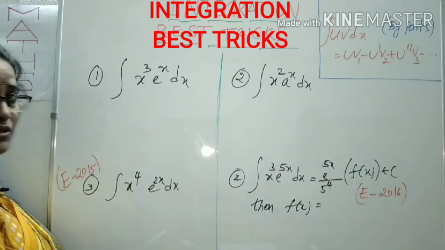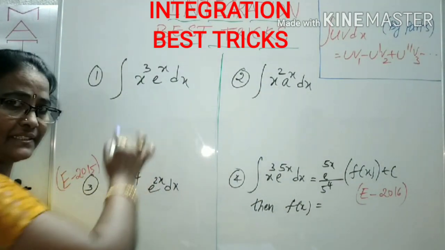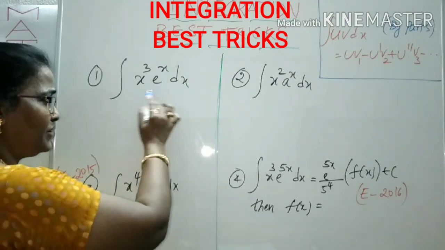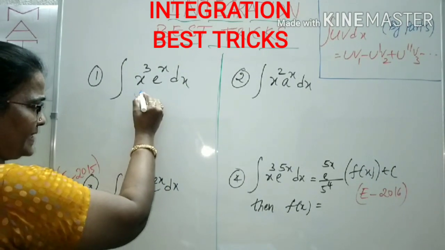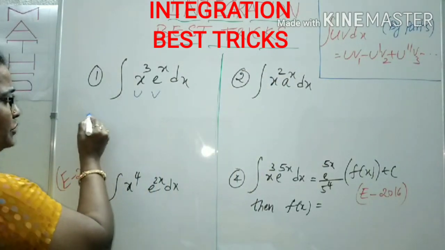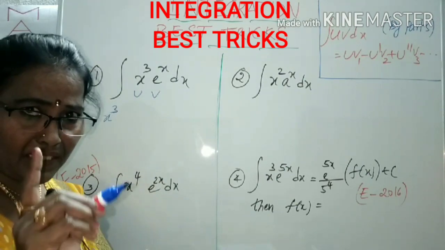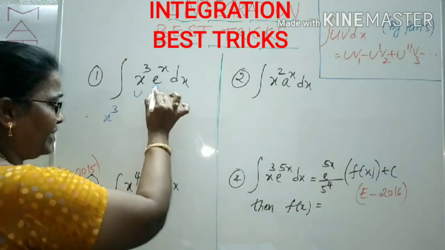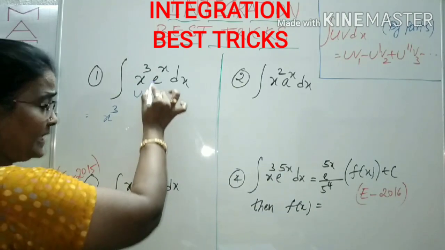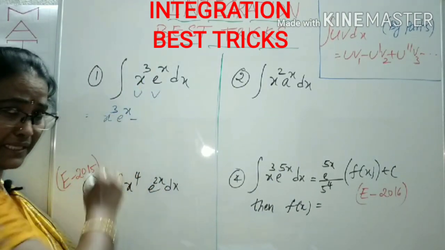Now come to question number 1. Integral of x cube into e power x dx is asked. To find this, we can think this is u, this is v, uv. What is the formation? u means x cube into v1. v1 means integral of v. What is the integral of v? v here is e power x. Integral of e power x is e power x only. You know very well. I use a minus.